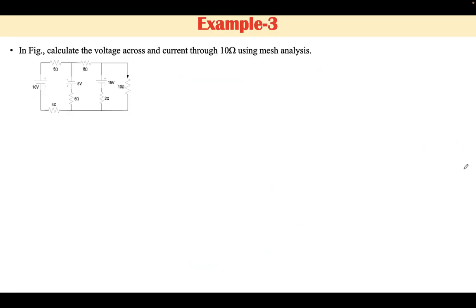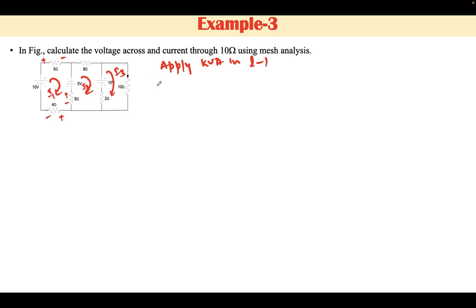Now considering another example, in this case we have to solve this problem using mesh analysis. There are 3 loops, and in these 3 loops there are 3 different sources. Let's consider this is loop 1, this is loop 2, and this is loop 3. This loop current is I1, here current is I2, in this loop is I3. Apply KVL in loop 1. Starting from here, this will be plus, this will be minus, this will be plus, this will be minus, this is plus, this is minus.